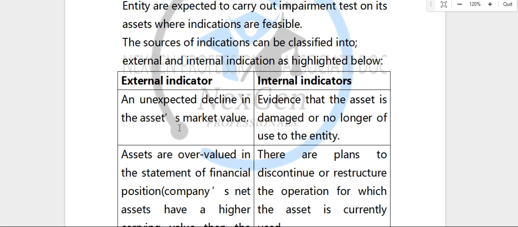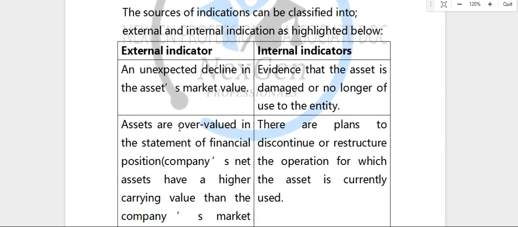When there is an unexpected decline in the market value of an asset, just know that that asset has already declined. This can happen, for instance, if the market value of the equipment that is being used to produce cement declines in value. It means that definitely the carrying value of the plant that you have as an entity will be higher, that is, the net value of the plant will be higher, because there is a decline in the market value of that asset.